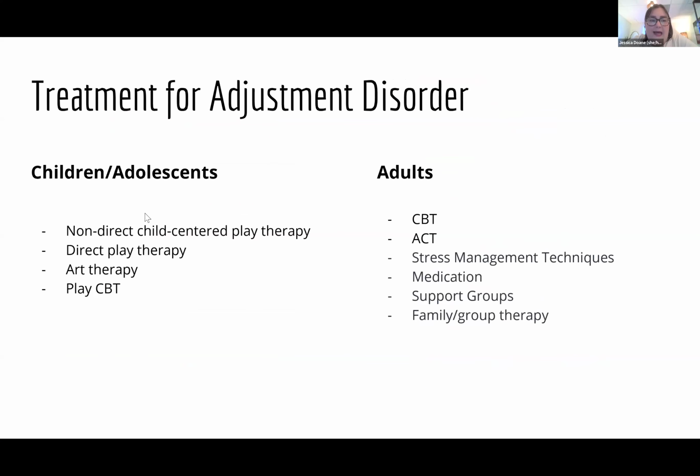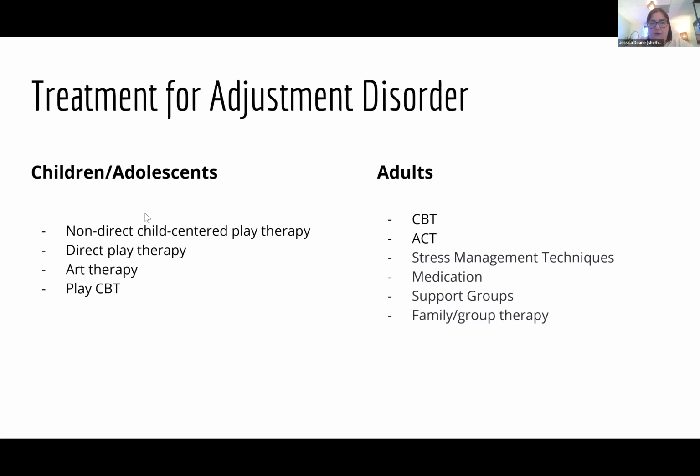Some treatment guides. You're going to be looking at different options for children and adolescents versus adults. As mentioned earlier, children and adolescents experience adjustment disorder more frequently, and they also show symptoms more often through behavioral or conduct type reactions. Some things that can be helpful are non-directive child-centered play therapy, which is play therapy where the child is in charge. That also gives a sense of power and control, which can help someone feel a little less anxious. Direct play therapy, art therapy, and CBT are also options.